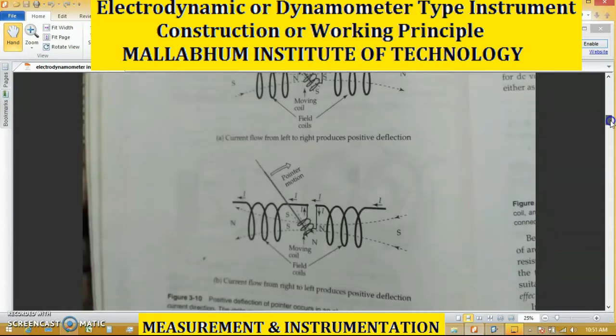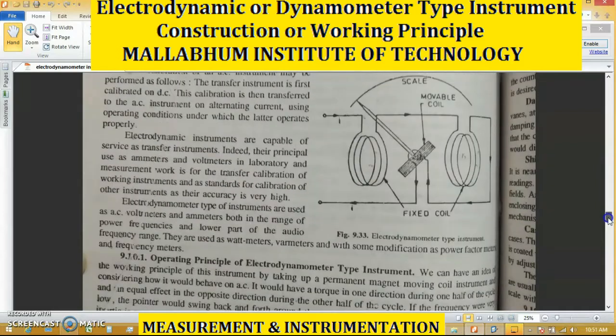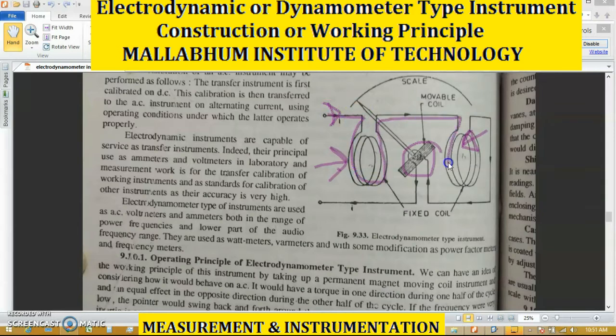Now the AC operation. Before going into it, I am going to show you a simplified diagram of the instrument. You can see that current is passing through the coil. This is your moving coil, and these two are the magnetic coils. Suppose current is passed in that direction. This current goes like that, passes through the second coil, and then the current direction reverses in the moving coil.